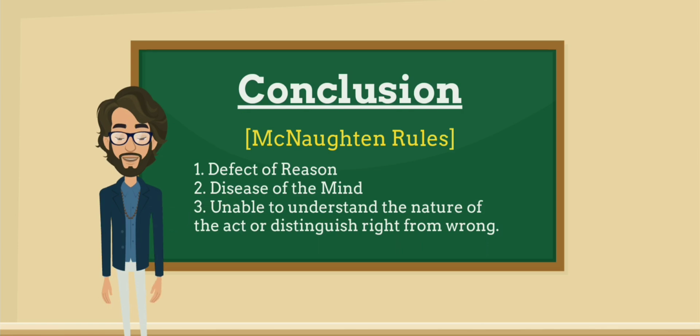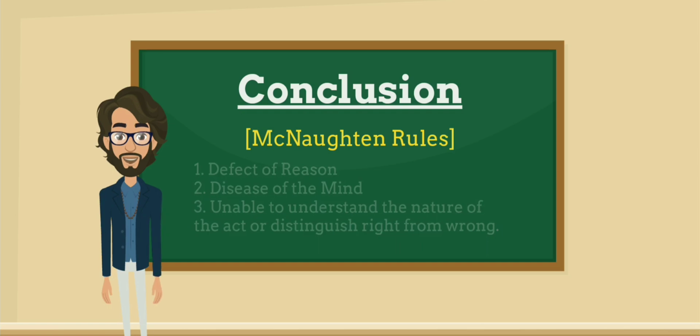The McNaughten Rules became the foundation for the insanity defense in many legal systems around the world, and they have been used in some of the most high-profile criminal cases since then. However, these rules also raised many questions. How do you measure someone's ability to know right from wrong, and who decides what constitutes a disease of the mind?